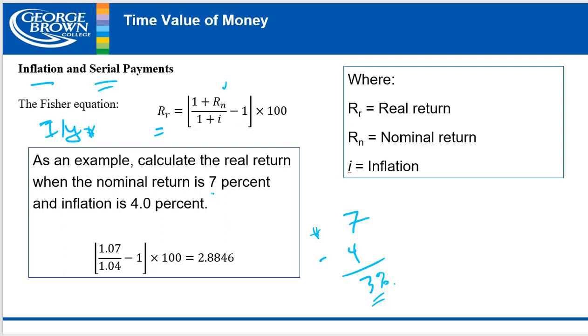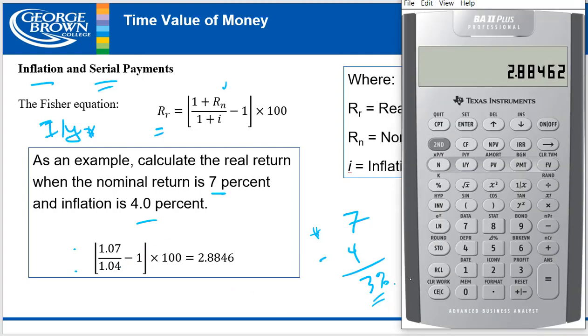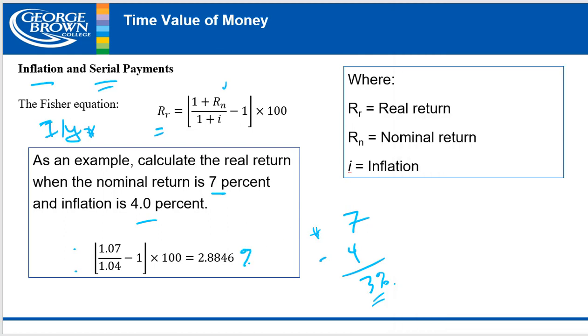So in the example that we're looking at, nominal rate is 7%, inflation is 4%, so it's 1.07 divided by 1.04 minus 1 times 100. If we bring up the calculator again here, that's 1.07 nominal rate divided by 1.04 inflation. Then we're going to minus 1, and then multiply that by 100, and you can see that we have 2.88462%. So that is the I/Y that we're going to use in step number 2. We're going to use the inflation adjusted discount rate.